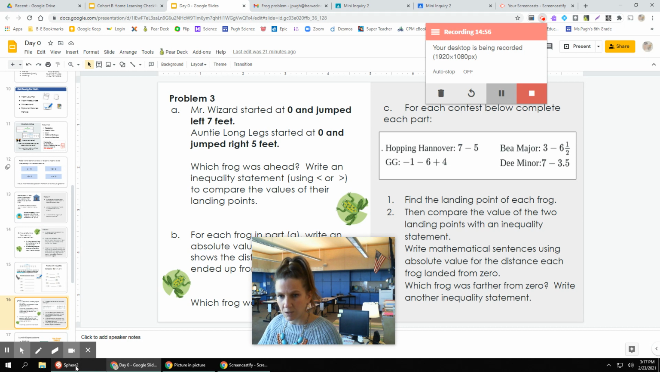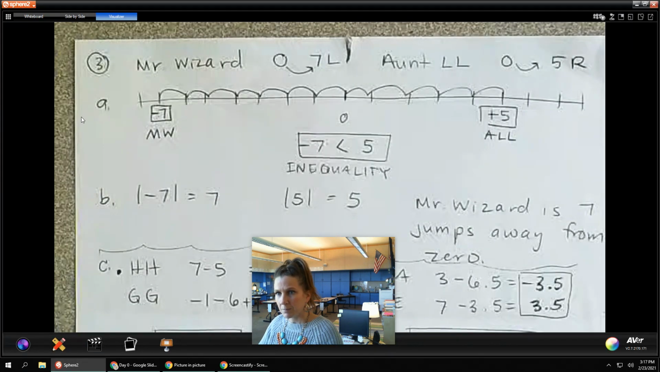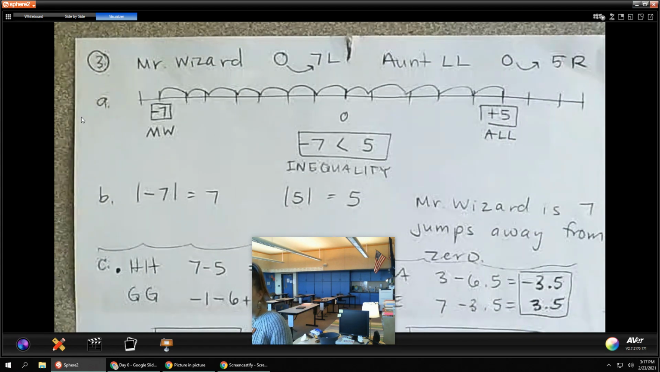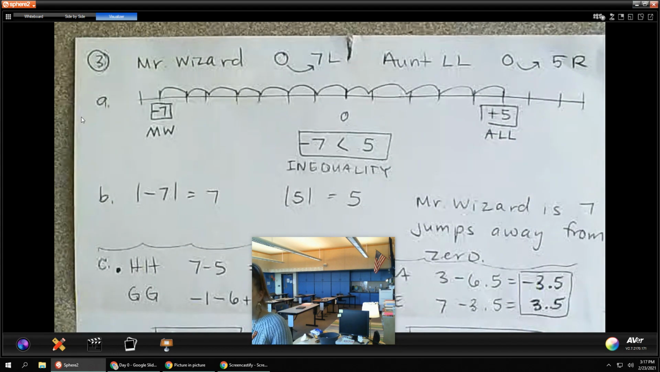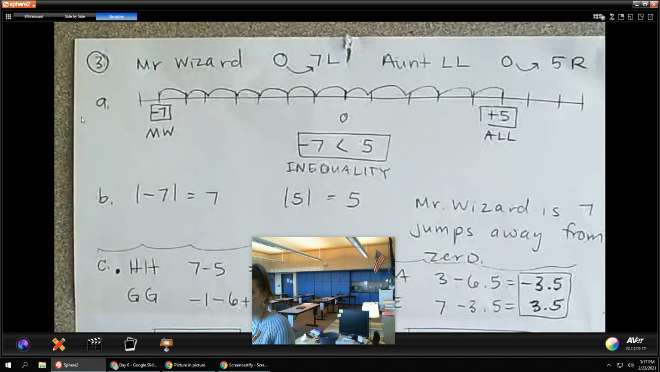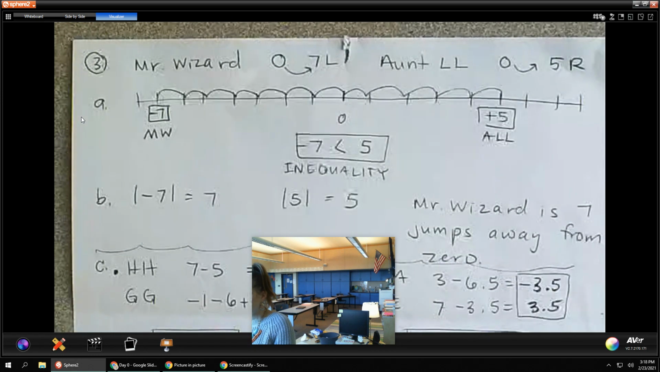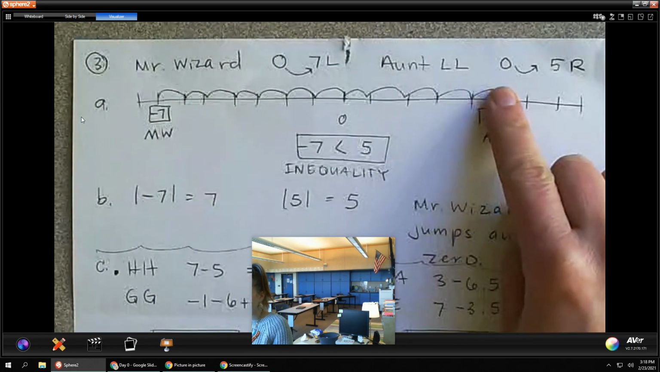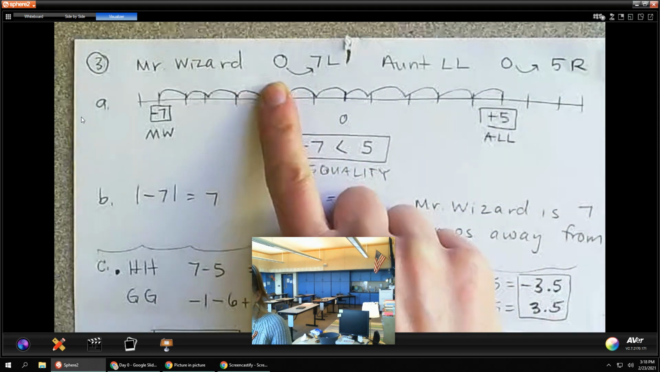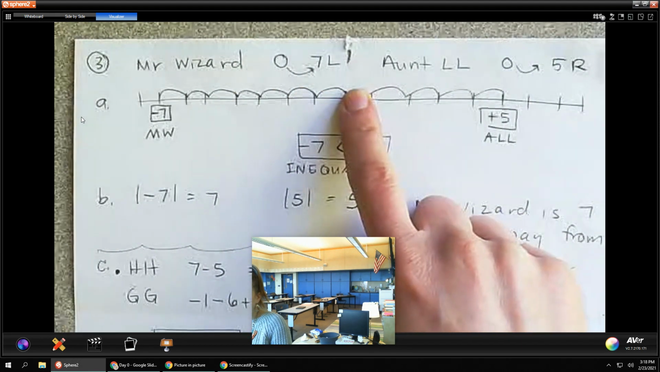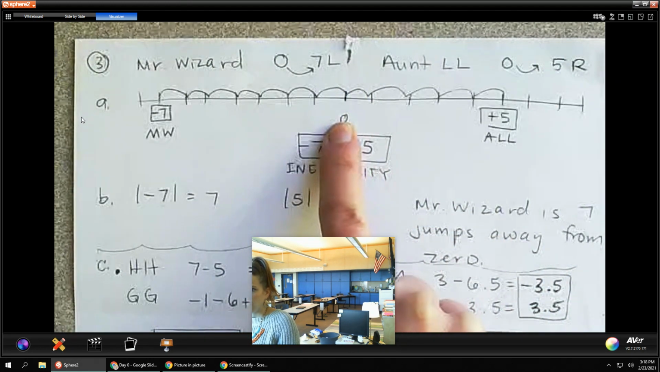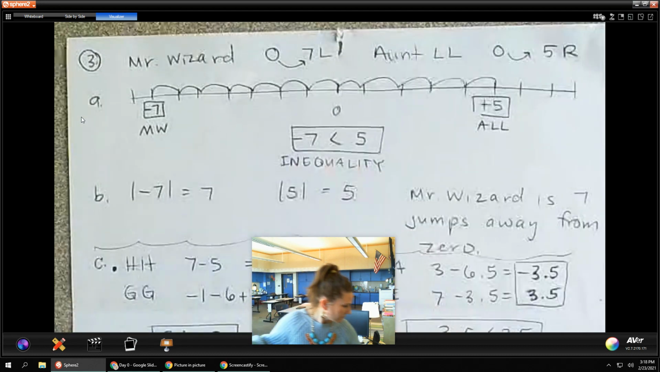Okay, you guys, we're going to continue with this problem. I'm just going to walk you through this sheet. This is problem 3. So we know that Mr. Lizard starts at 0 and he jumps 7 to the left. Auntie Longlegs starts at 0 and jumps 5 to the right. I guess I could have put this one on that side, but that's just my information. Here I decided to sketch it just to help me out. So here's 0, and I did Auntie Longlegs.